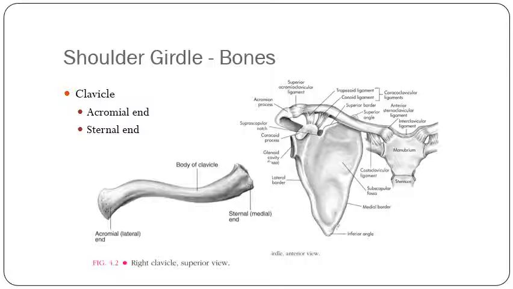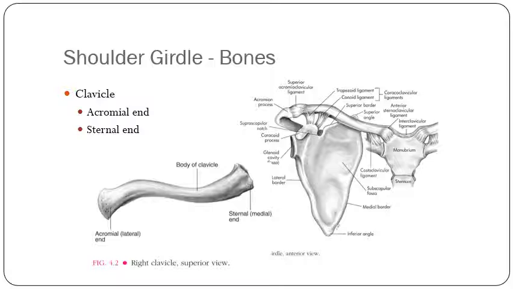Okay, looking at the clavicle. The clavicle is what we commonly call the collarbone. You have the big landmarks there. You have the body, you have the acromial end, which is the lateral side, and you have the sternal end, which is the medial end.